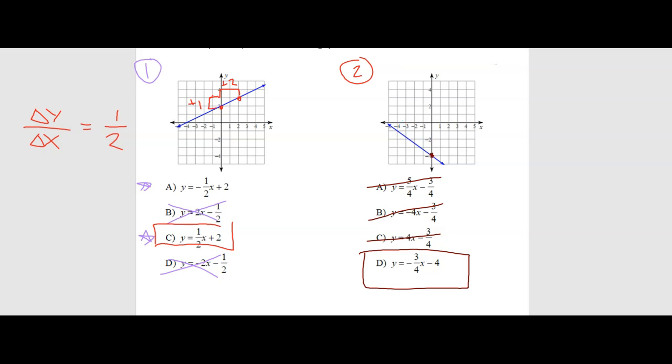So let's find another point here and look at the change in y over change in x. So I'm going up 3 for my change in y. So change in y is equal to +3. And I'm going to the left 4, which means my change in x is -4, which is equal to -3/4. So this slope checks out. Okay, let's move on to some more complicated examples.